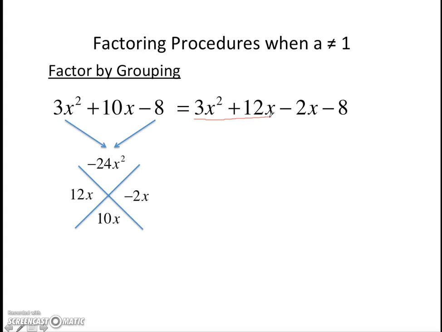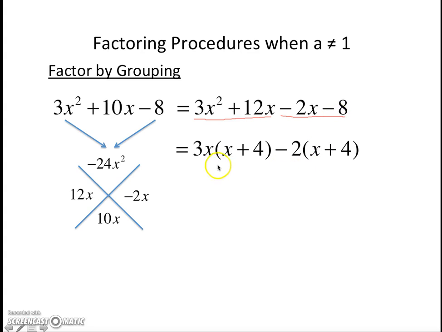So what term goes into both 3x squared and 2x? And then I'm going to do the same here. What term goes into both negative 2x and negative 8? So 3x is the common factor from the first two terms. Negative 2 is the common factor from the next two terms. And what I'm left with is x plus 4 after I factor out the 3x from both these terms. And I'm also conveniently left with x plus 4 after I factor out the negative 2 from these two terms.